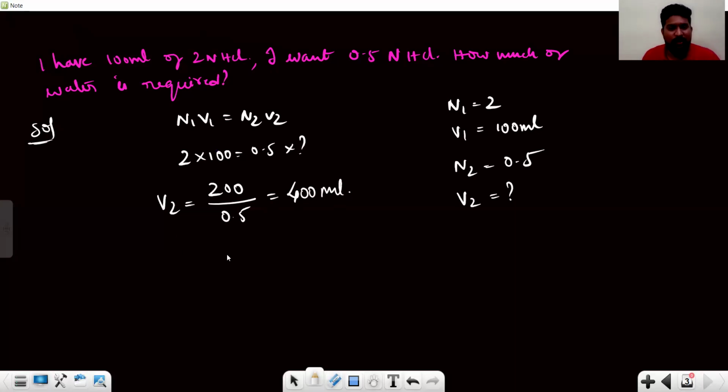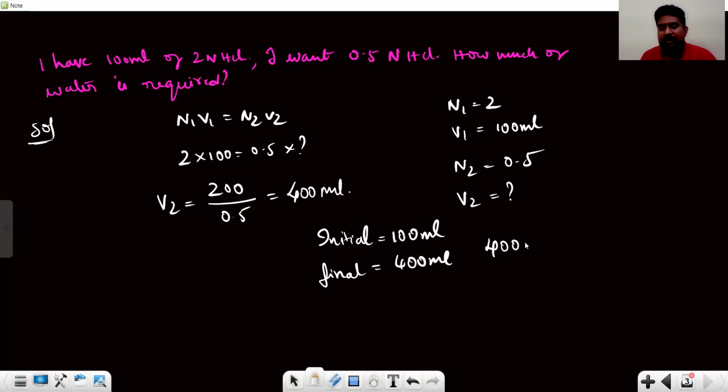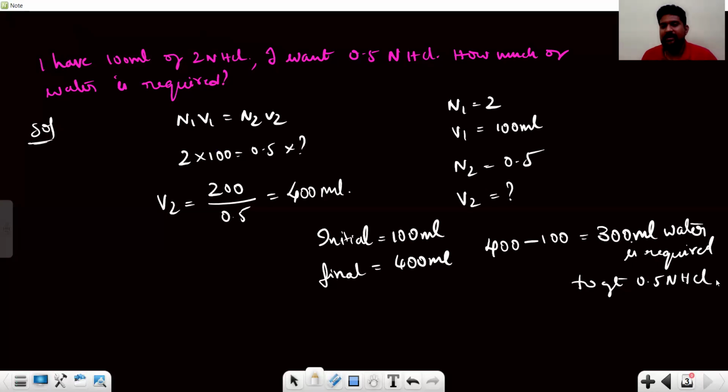Now what have you observed? Initially it was 100 ml, right? Now finally it is 400 ml. Now what is the difference? How much has the volume increased? That is 400 ml minus 100, which equals 300 ml of water required to get 0.5 N HCl. So my dear students, this is how we bring out the answer to the question.